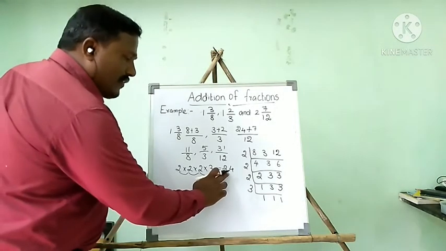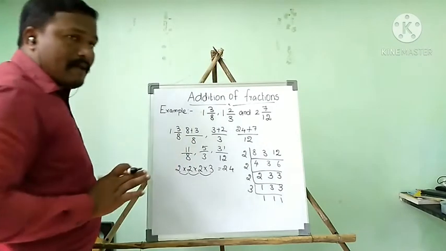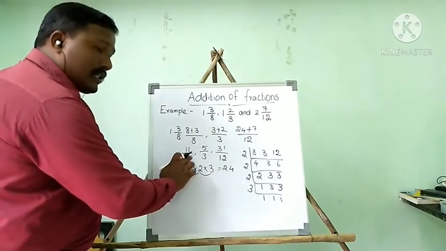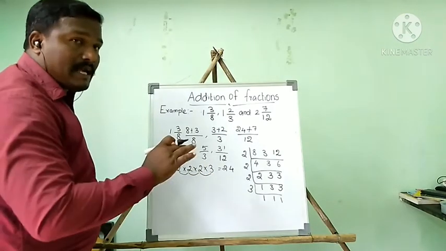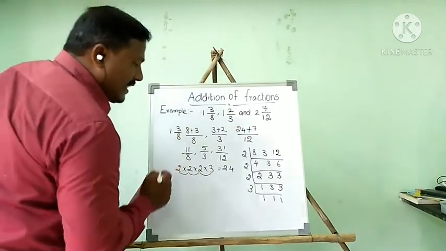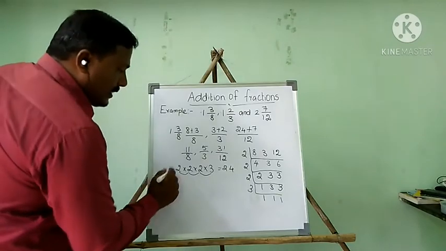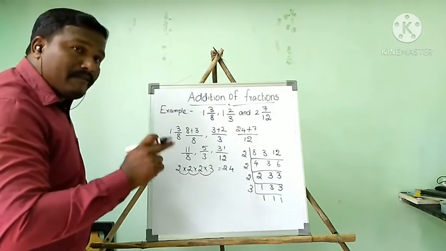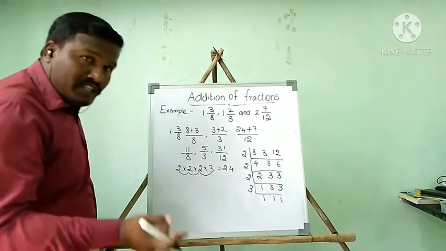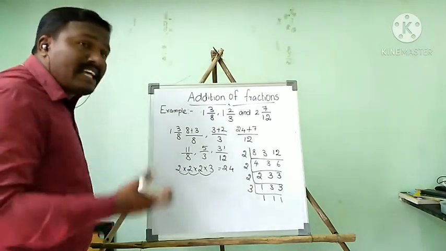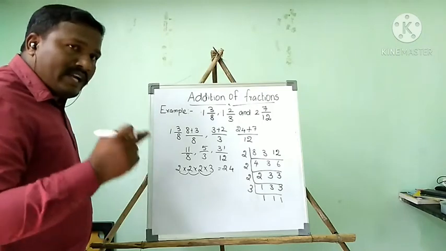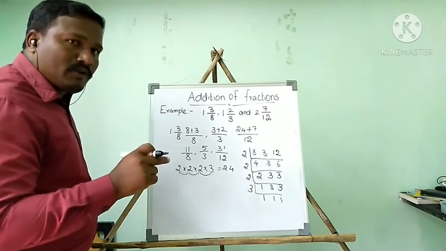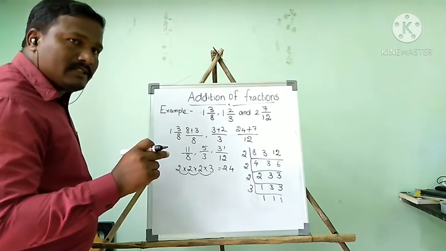So I found the LCM. Now I am going to convert all the denominators to the same. Using this LCM, I convert all the denominators. Here 8 is there. I want to convert 8 to 24. Which number, if you multiply with 8, will give 24? If you say the 8 table, 1 8 is 8, 2 8s are 16, 3 8s are 24. Yes? 3 8s are 24.